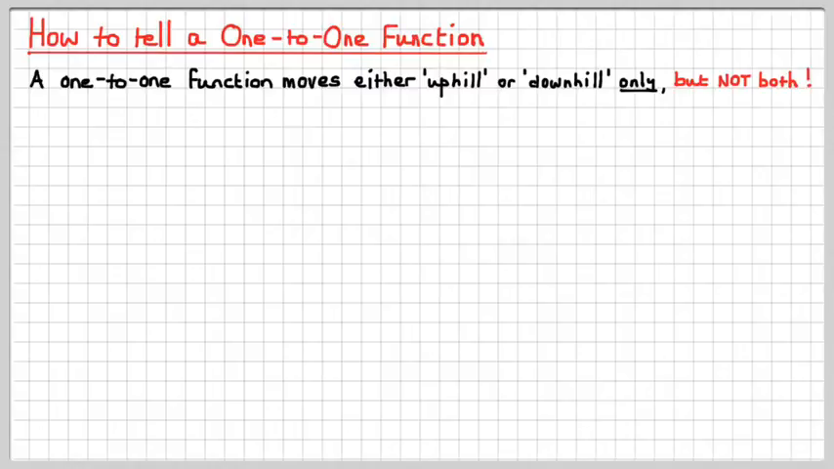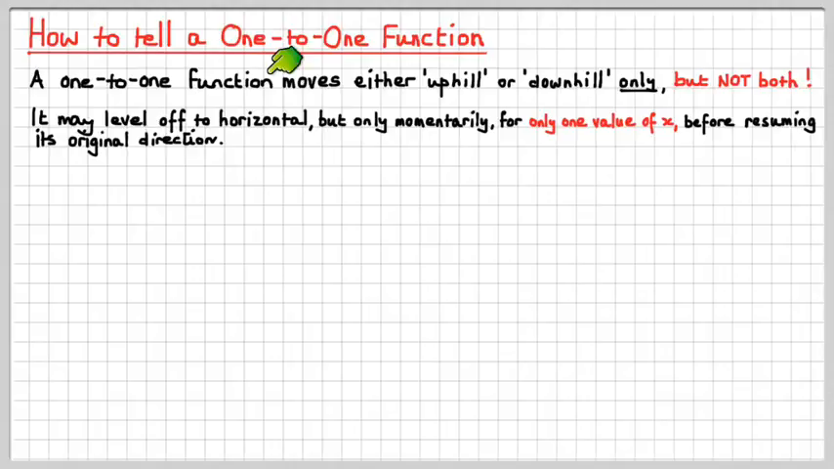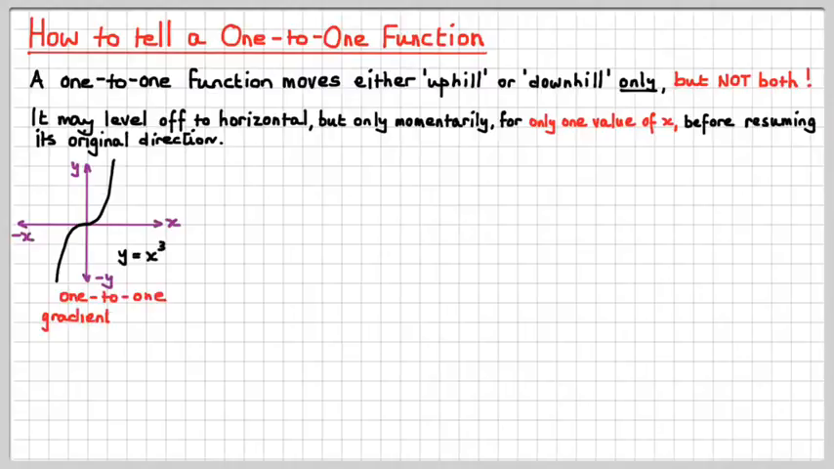It's either going up or down. It can level off, but only for one value of x. So it can level off to horizontal, but only momentarily for one single value of x before resuming its original direction. Well, what does all that mean? I'll show you. Now, that is the graph of y equals x cubed. That is a 1-to-1 function because the gradient, where it levels off at 0, at that stationary point of inflection, is 0 only at x equals 0, at one single point. Okay? So it still qualifies that there's only one value of y for a given value of x.